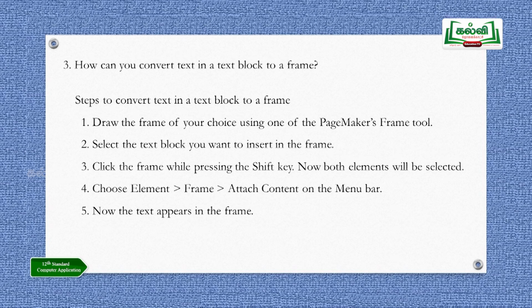Now, after selecting, in the menu you have Element, Frame, Attach. Go to the menu bar and click the Element item. A pull-down menu will come. There you will have Frame. In Frame, you select Attach Content. Now the text will appear in the frame.